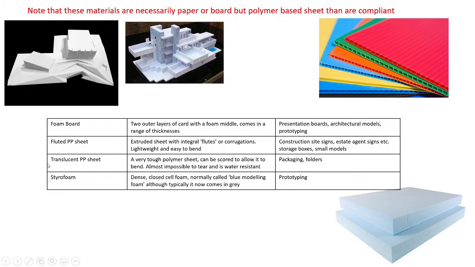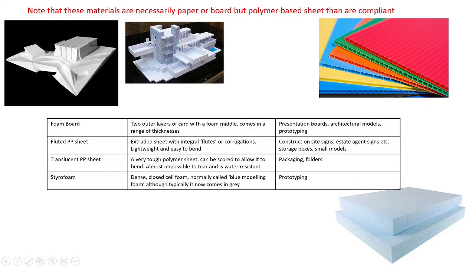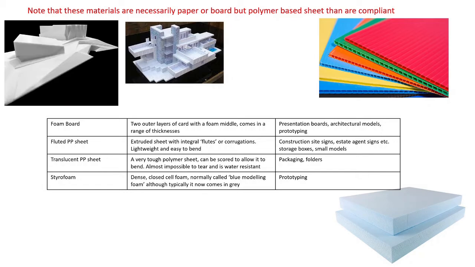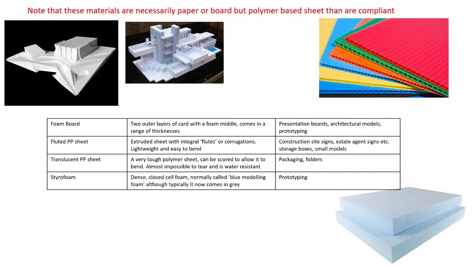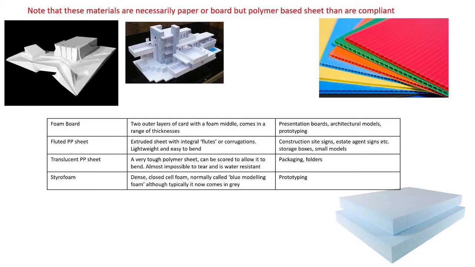Then you've got translucent polypropylene sheet. It's a very tough polymer sheet. You can score it, so you can bend it. By scoring, essentially what we mean is you cut into it, but you don't cut all the way through. You cut about a third or half of the way, and then you can bend it, and that'll make it almost like a hinge.